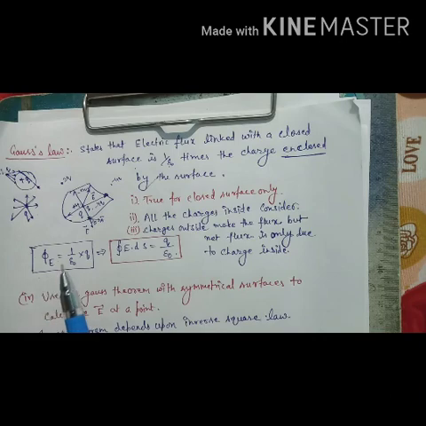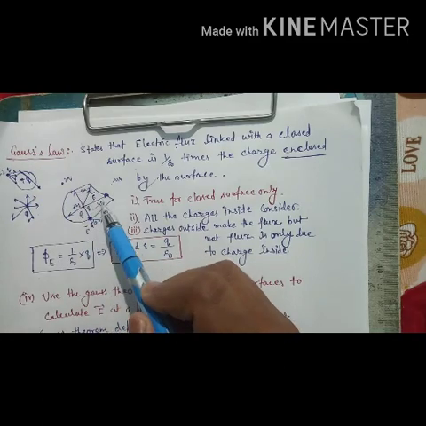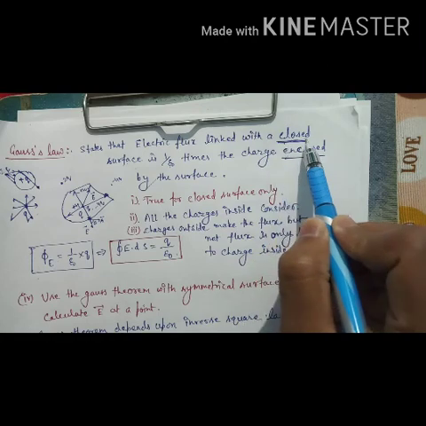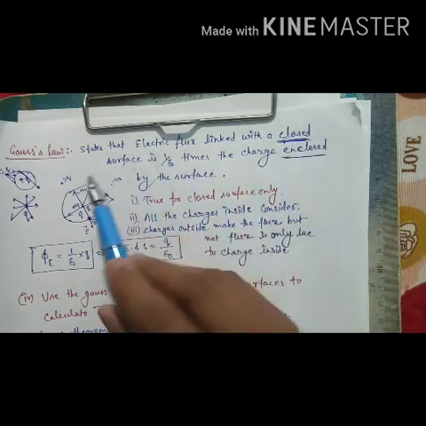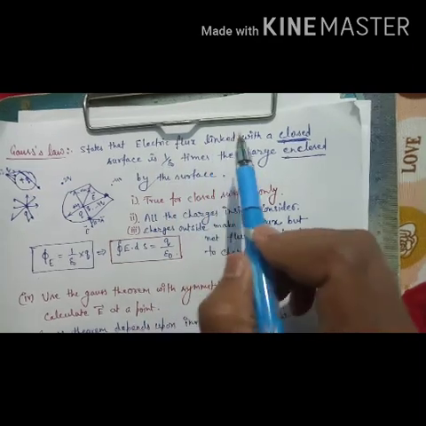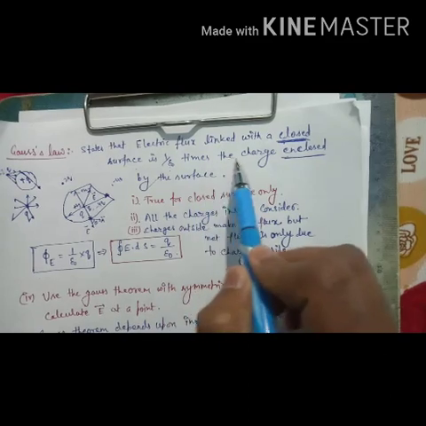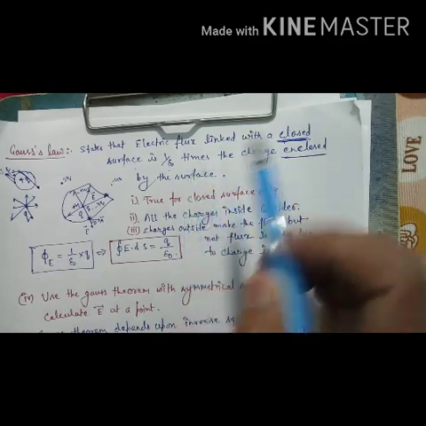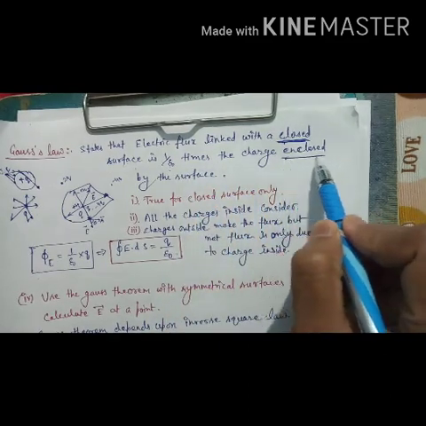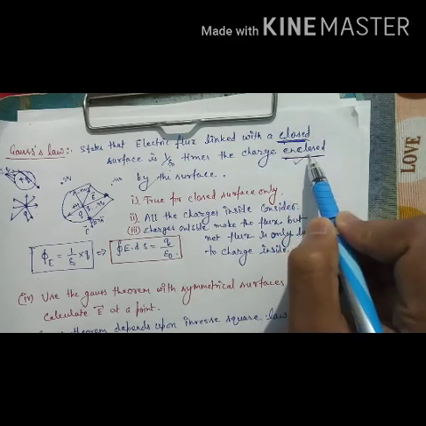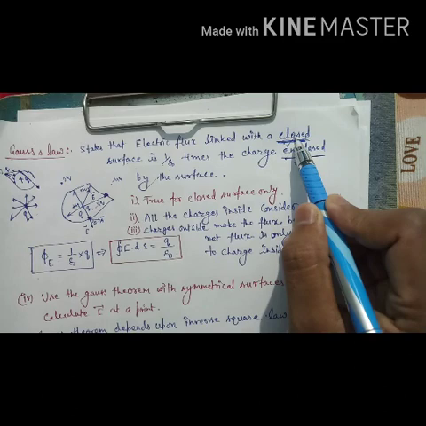Gauss law states that the electric flux linked with a closed surface. It is a closed surface. Gauss law is applicable only for a closed surface. Gauss law states that the electric flux linked with a closed surface is 1 upon epsilon naught times the charge enclosed by the surface, or inside the surface. These two things are very important: first is enclosed and another is closed.